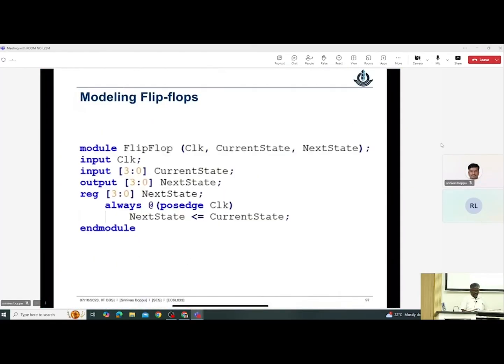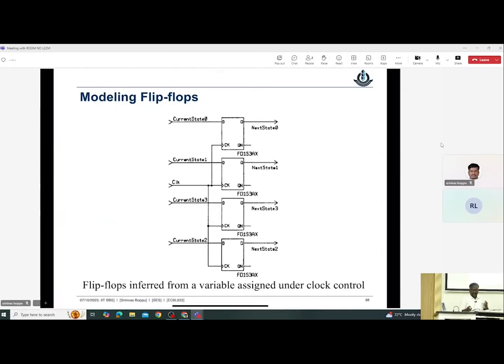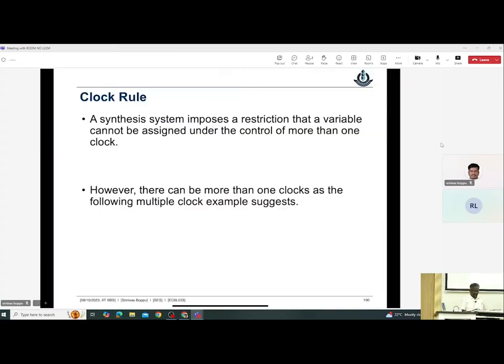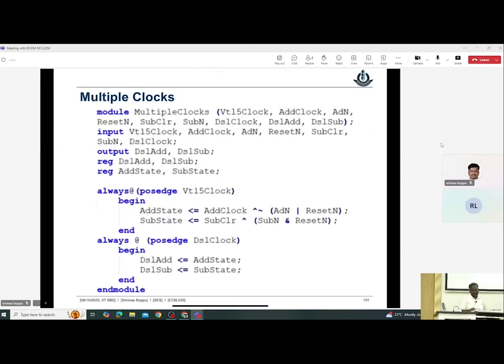Okay, I think this should be simple. We will have a simple next state and current state with the passage of the clock. Okay, good. Now just look at the example.